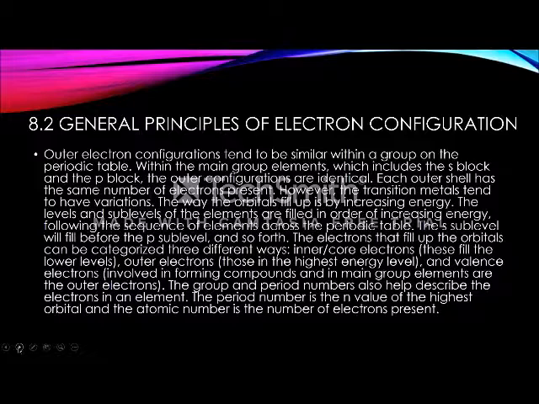The way the orbitals fill up is by increasing energy. The levels and sublevels of the element are filled in order of increasing energy, following the sequence of elements across the periodic table. The s sublevel will fill up before the p sublevel, and so forth. The electrons that fill up the orbitals can be categorized three different ways: inner or core electrons, outer electrons, and valence electrons. The group and period numbers also help describe the electrons in an element. The period number is the n value of the highest orbital, and the atomic number is the number of electrons present.